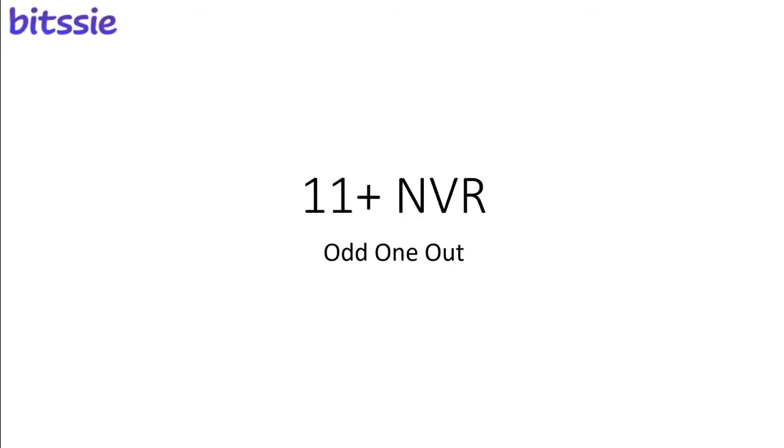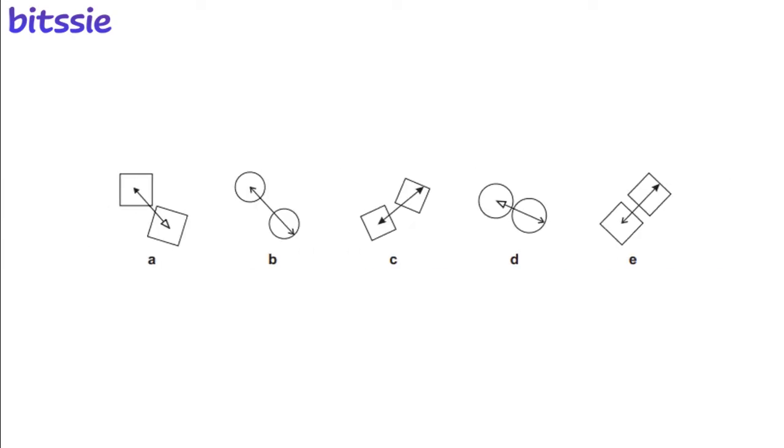Hello, in today's video we will be looking at how to solve the odd one out question type in the 11 plus. It is important to note that for there to be an odd one out, we will need 4 pictures that have something in common that one doesn't. Let's look at question 1.